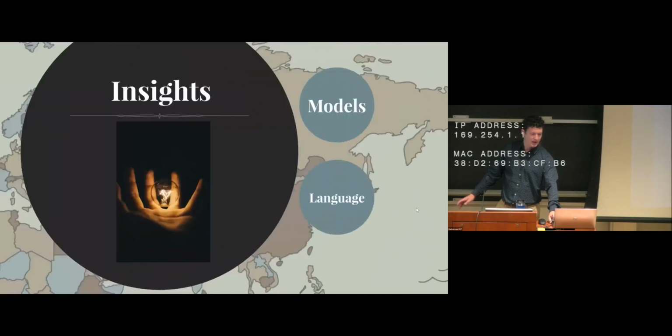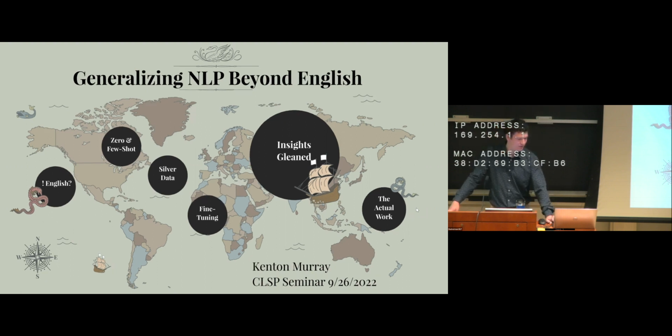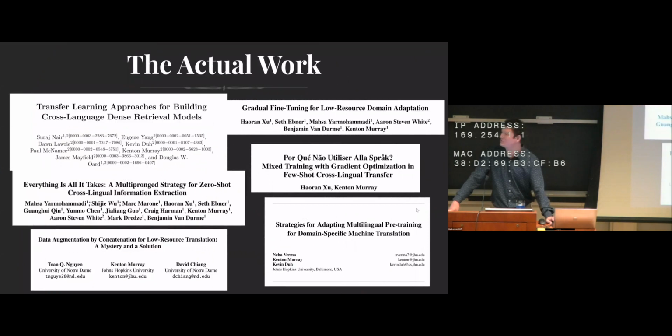Basically, these are some of the lessons learned from generalizing beyond English. There's everything from engineering, like we can do things in zero shot, and we're able to do this because these models project into a high dimensional space that is maybe somewhat language agnostic. But we're also able to create silver data now, and there are various ways we can actually fine tune models. And I just wanted to show the work that was talked about in this talk.